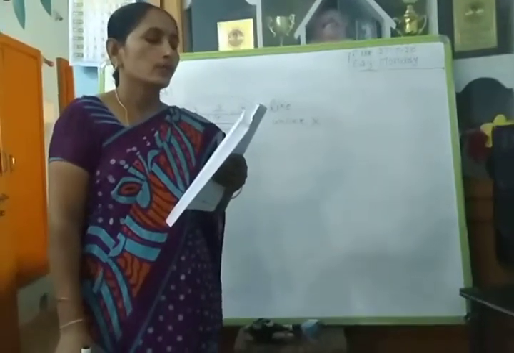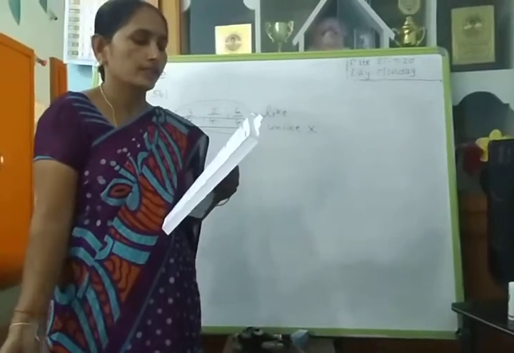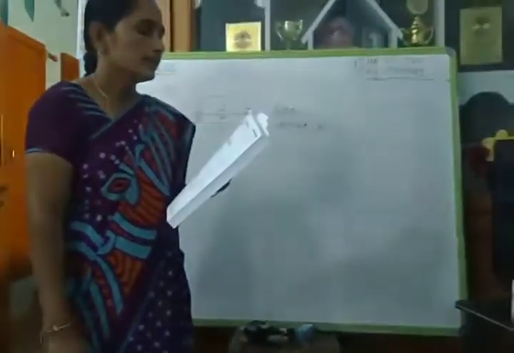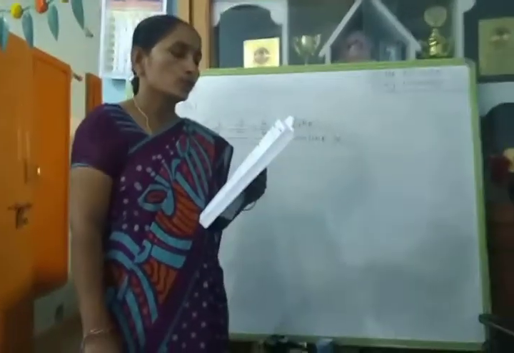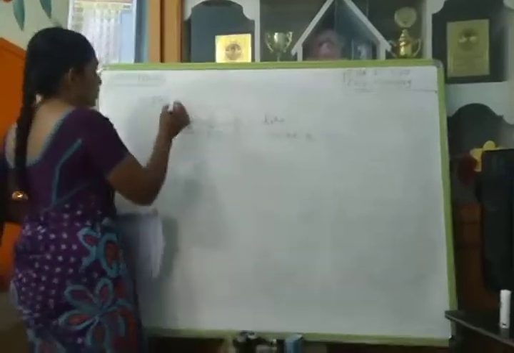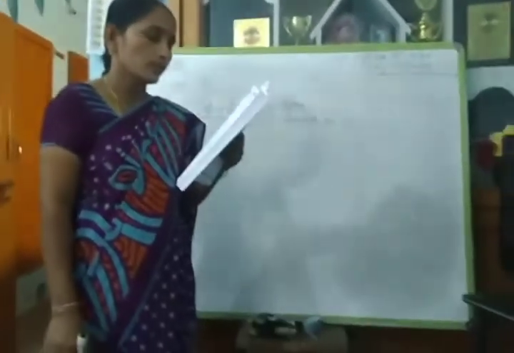Next, statement 2. 2 by 3, 3 by 4, 5 by 8, 6 by 11 are unlike fractions. Why? Because here all denominators are different. So statement 2 is true. Statement 1 is false. So which option is correct? For the 54th one, option D. Statement 1 is false and statement 2 is true.